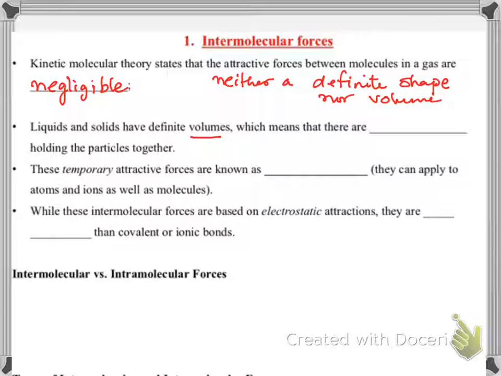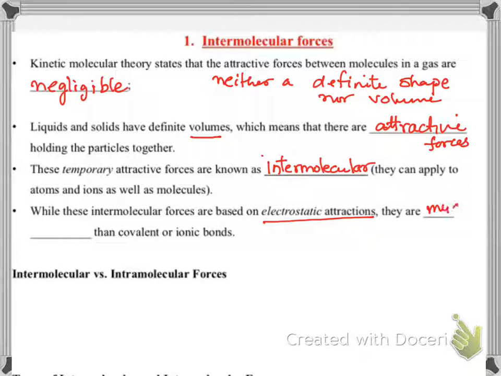So, what does that mean? That means that there are attractive forces holding the particles together. And what are these attractive forces known as? Intermolecular forces. Now, these intermolecular forces are basically electrostatic attractions, and they are much weaker than covalent or ionic bonds.